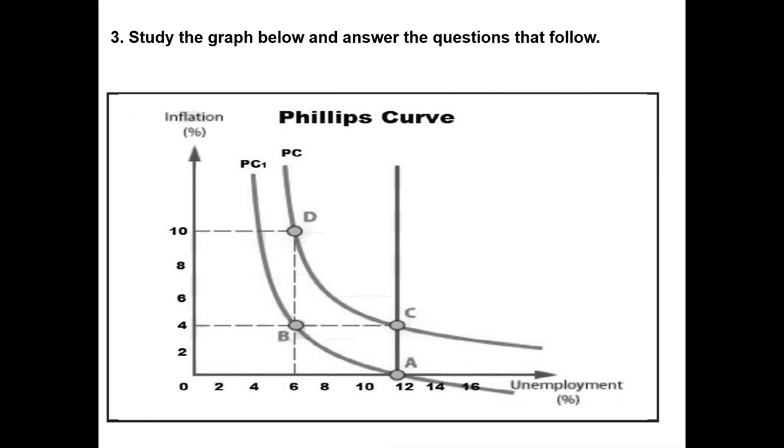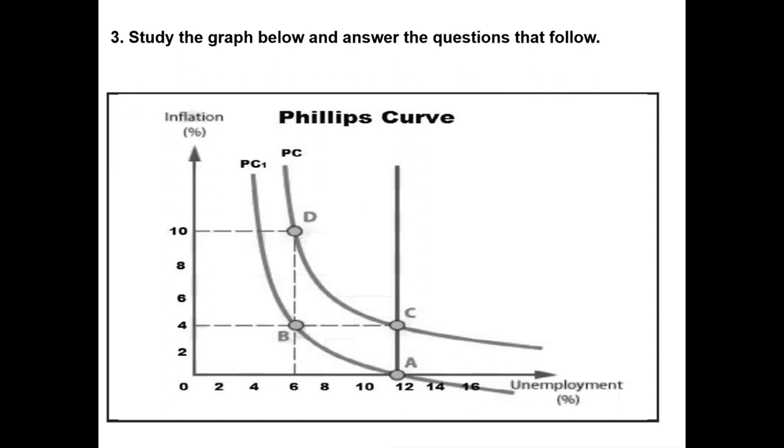So on the one axis, we have our inflation rate here as a percentage. So 2%, 4%, 6%, 8%, 10%. And on the other axis, we have the unemployment rate, okay? Ranging from zero unemployment to 16%. And our Phillips curve, okay? What does the Phillips curve represent? I don't want to get ahead of myself. It might be one of the questions over here to do an explanation. Yes, it is a question.